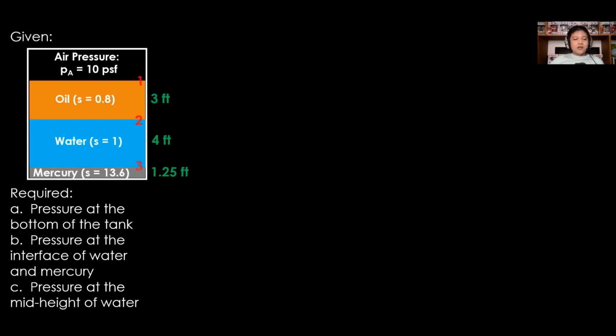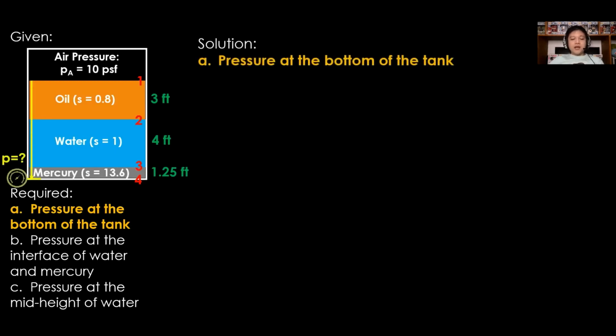So mark with number in series at the interface and ends of the fluids, starting from the surface of oil, or the one exposed to air. For the first requirement, determine the pressure at the bottom of the tank. That is equal to the total pressure until point number 4. P, therefore, is equal to PA plus the summation of the pressure of the different involved liquids.